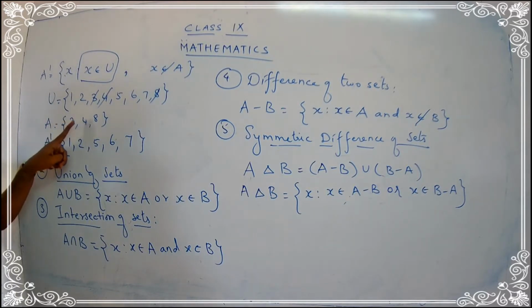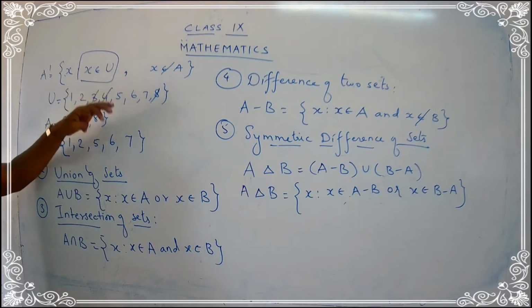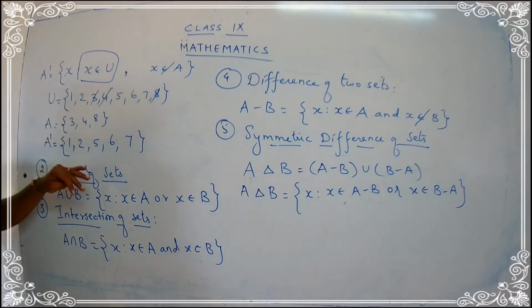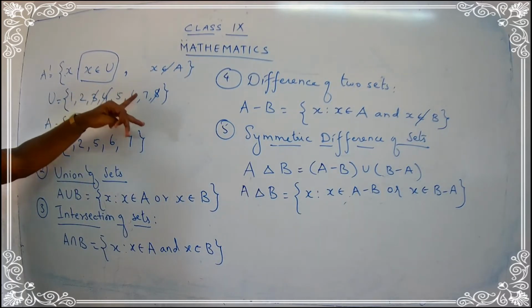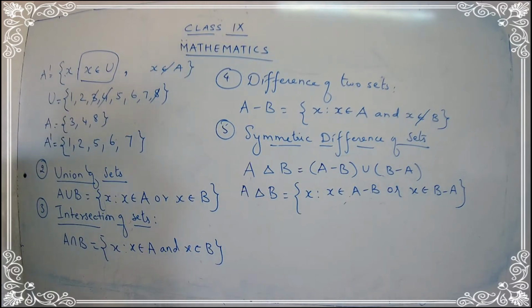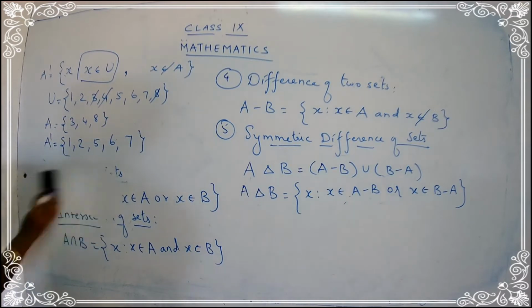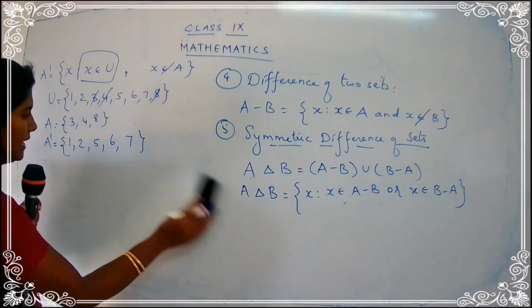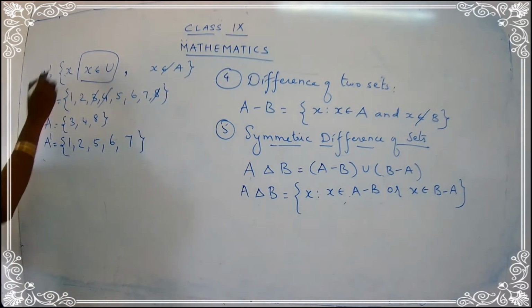See here, 3, 4, 8. So I should not take 3, 4, 8. Other than that, whatever numbers are present in U, you are going to take that value. So 1, 2, 5, 6, 7. I hope you are clear with this. I'll write this again when I explain the parts. So this was for complement.